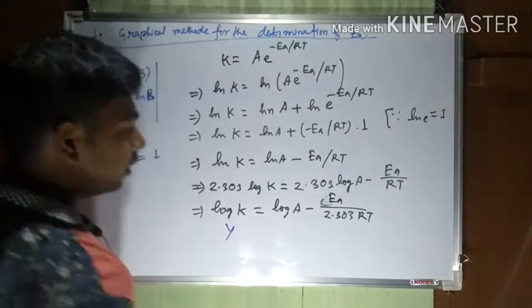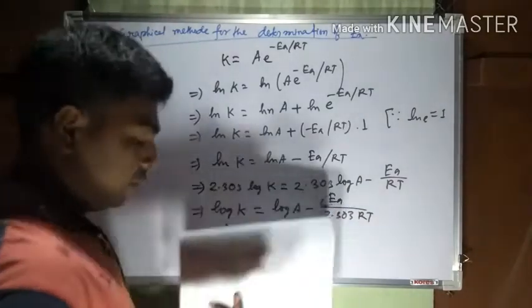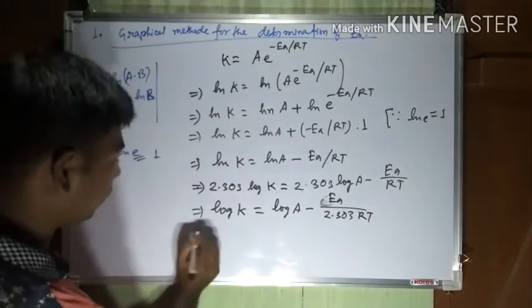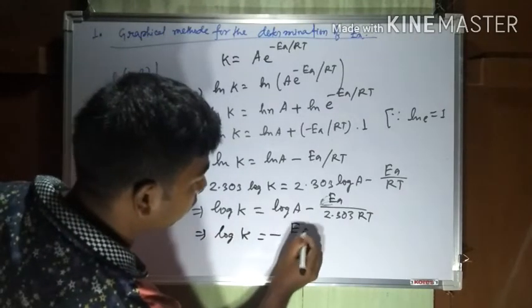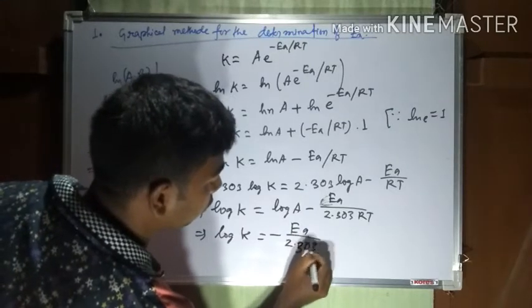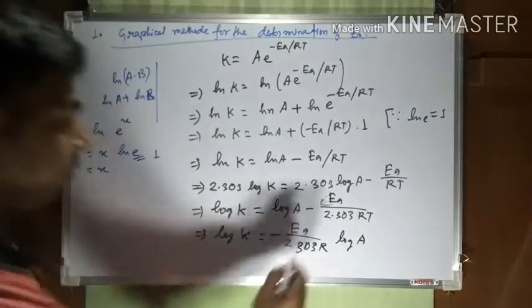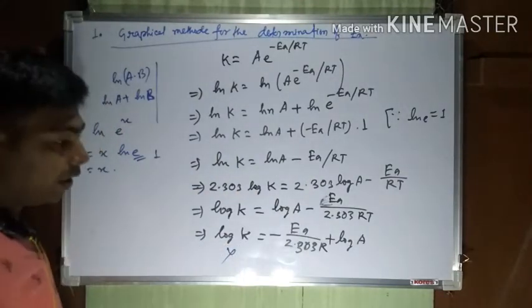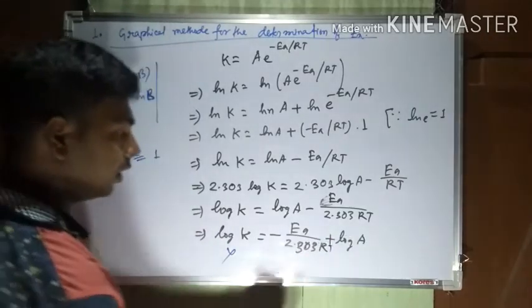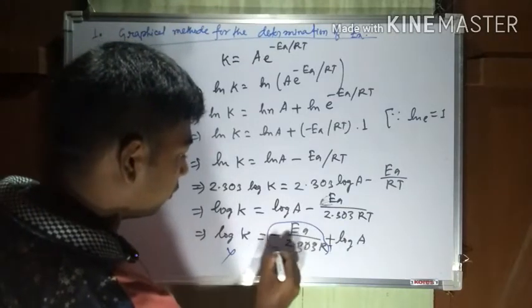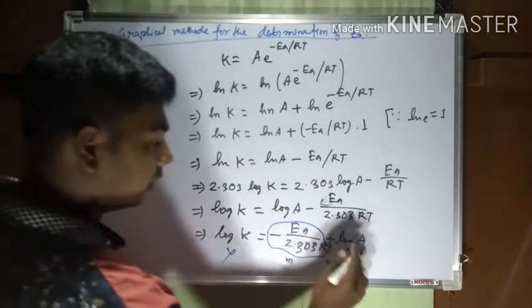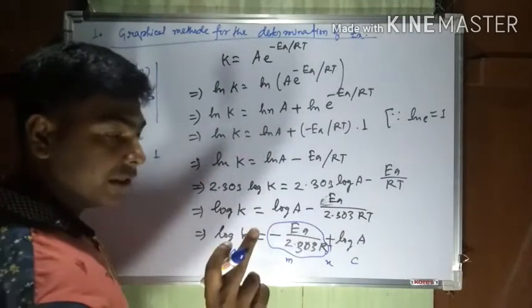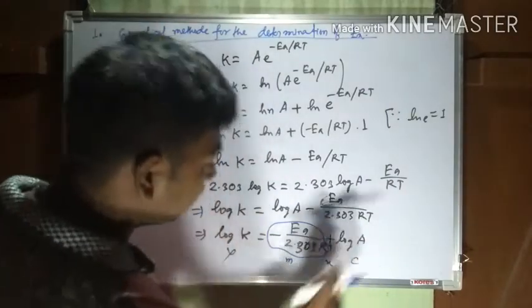Now, if we see clearly, this becomes y. Let me write in a different arrangement: log of K equal to minus EA by 2.303 R, times 1 by T, plus log of A. Then if you compare with mx plus c, which is the equation of a straight line, this is y, this is m, this is x, which means 1 by T, and this is c. The y-axis is log K, and the x-axis is 1 by T. Remember, 1 by T, not simple T. Log of A is the c.